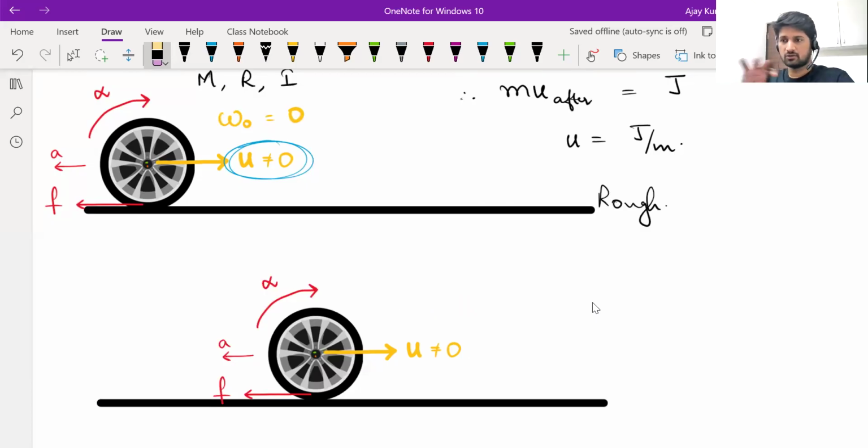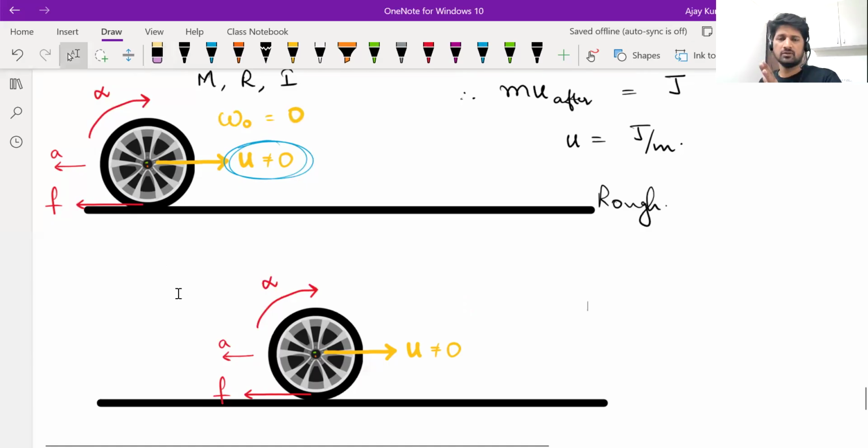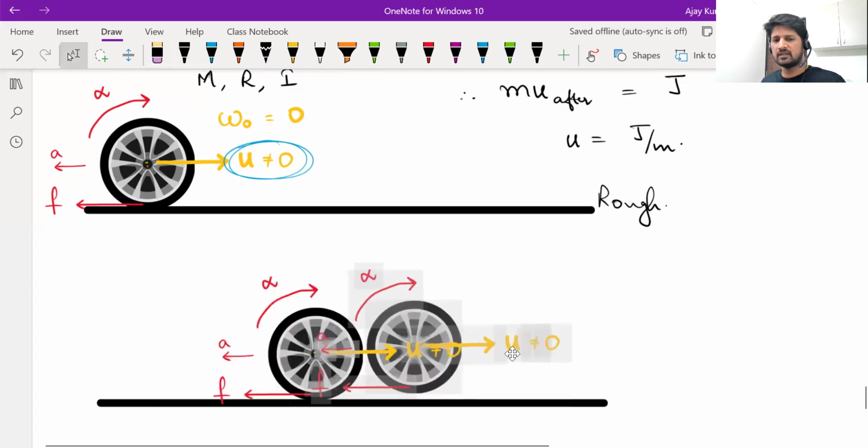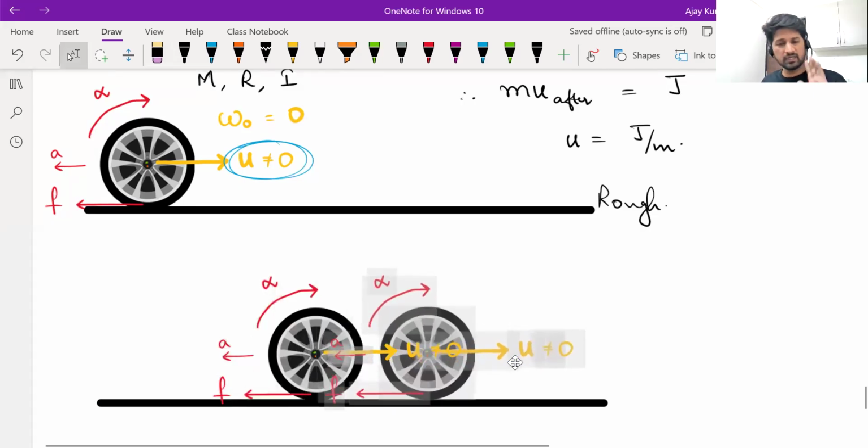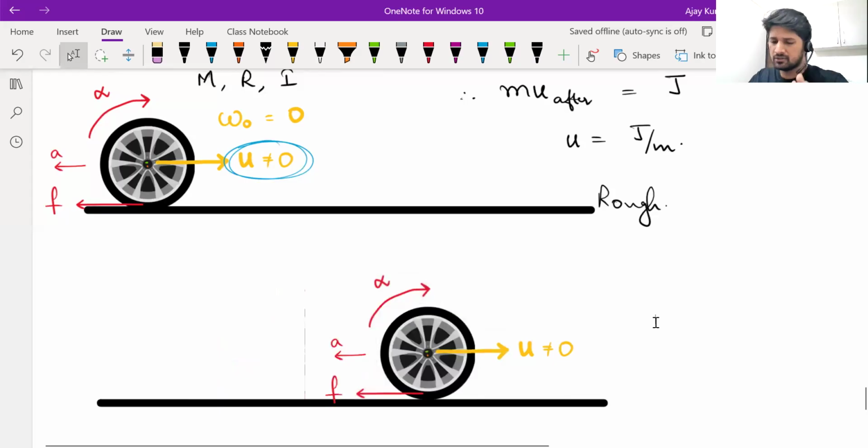Initially, u is non-zero, linear velocity is non-zero, omega is 0. It means translation is more than rotation. Forward slipping. That's why friction is acting backward. But under the action of friction, what friction does is it decreases translation and increases rotation. So V will be decreasing, omega will be increasing, and that process will continue as long as friction acts.